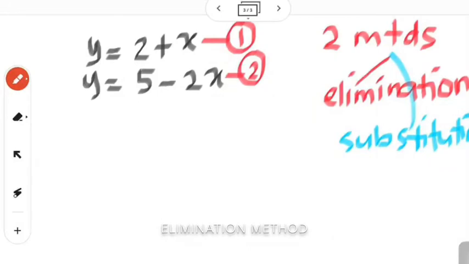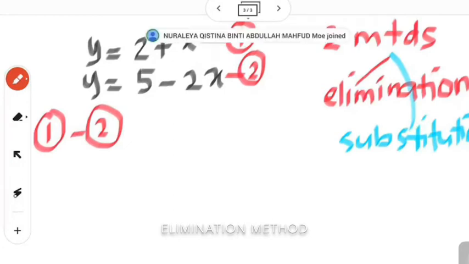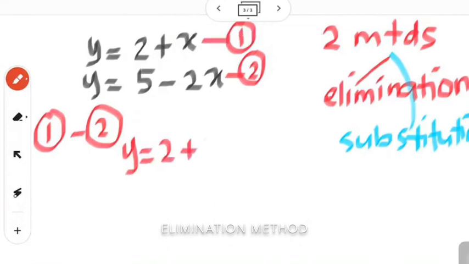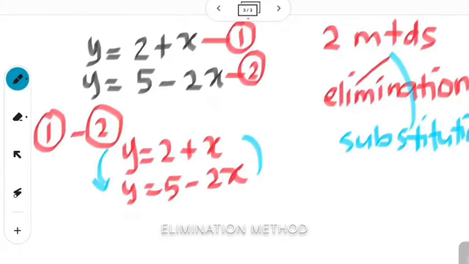So cikgu akan tolak. Macam mana nak tolak tu? Maksudnya macam ni. Equation 1 minus equation 2. Jadi, sini kita ada y sama dengan 2 plus x. Kemudian y sama dengan 5 minus 2x. Kita akan tolak je lah. Tolak everything. Yang mana sama tu kita tolak.